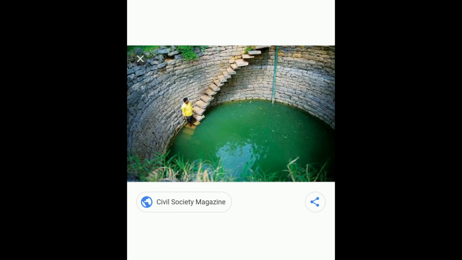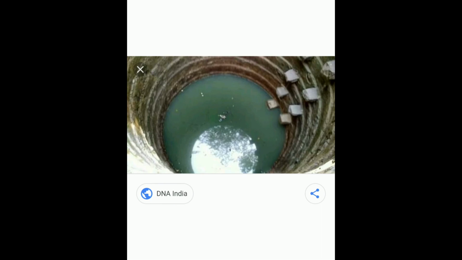Now let's think about another property of water. It's a rainy season. Did you observe the level of water in your wells? Is it high? Yes, the well in your home has much water in it. What is the condition of the well during the April-May months? Is it full of water?